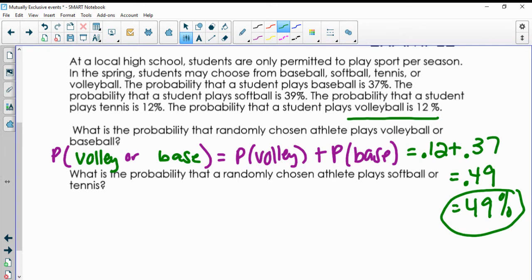Okay? At this point, pause the video and try this problem by yourself. It's the same kind of thing, just with different numbers. So try that.